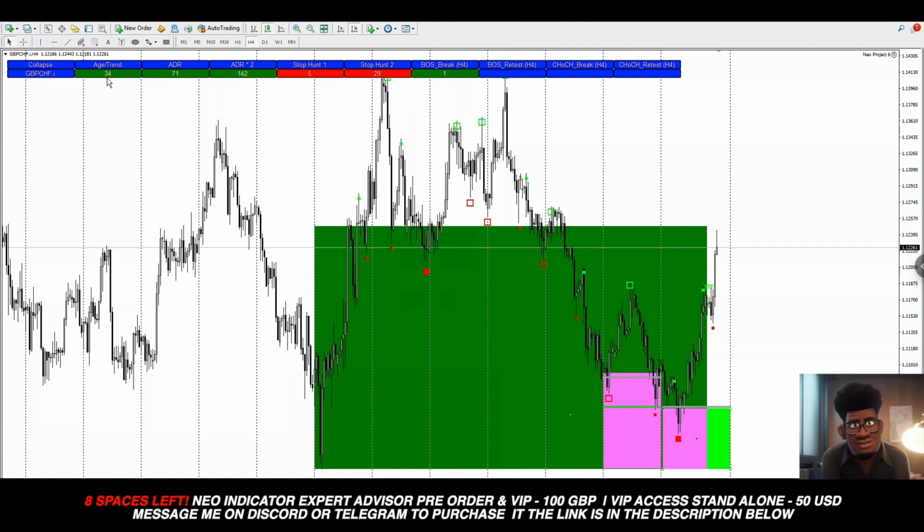And then the next thing we're looking at is the age / trend. So this big green box here, which you can switch off in the settings, is basically showing me that the trend is bullish. So I didn't even have to do all of my analysis on TradingView to figure out if it's bullish or bearish. It's already here for me in 1 second.